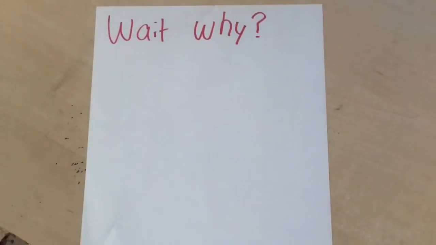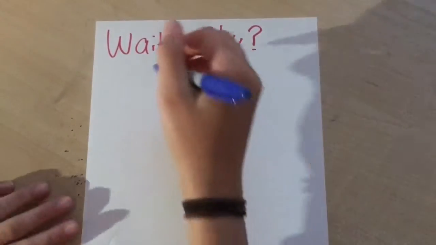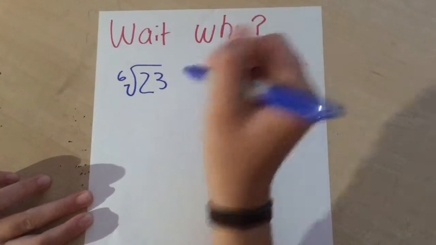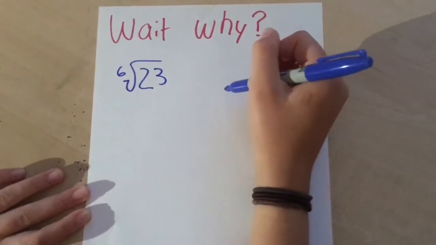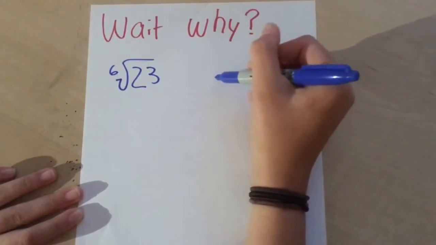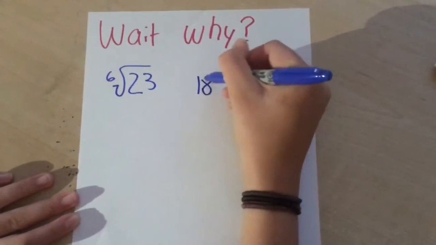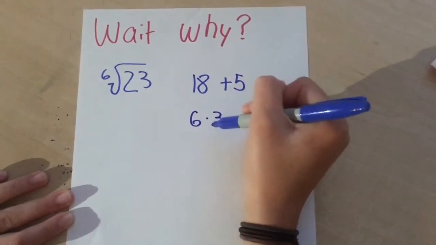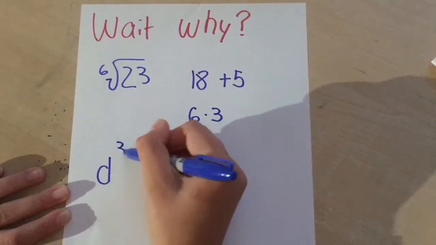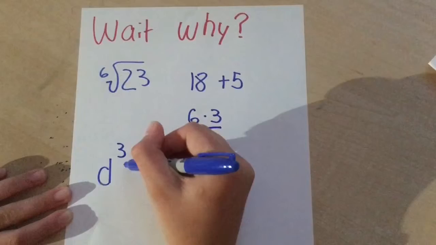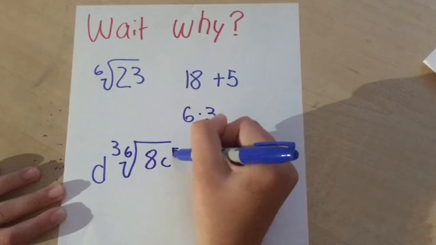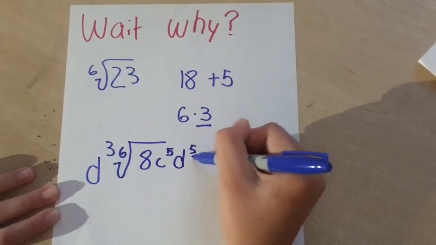Wait, what? Wait, why? You may be wondering why 23 is split up like this. That's because 23 is not divisible by 6 into a whole number. So then we have to have the highest number divisible by 6 that goes into 23, which is 18, with a remainder of 5. 18 is 6 times 3, so then d to the 3rd ends up on the outside. We get the radical now, an 8, c to the 5th, and d to the 5th with the remainder.